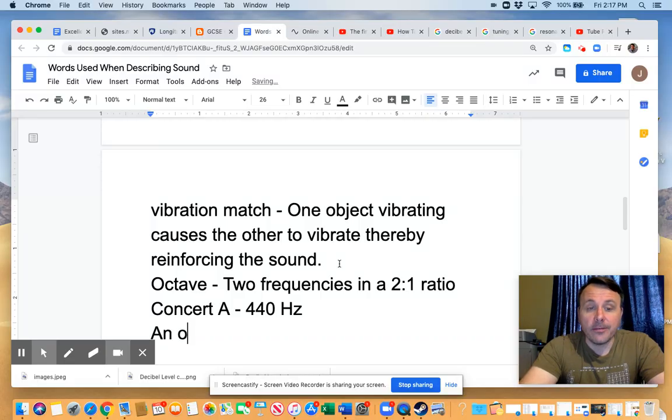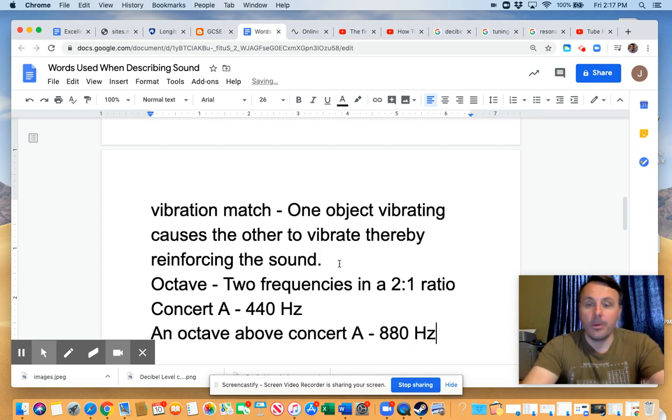An octave of concert A would therefore be 880 hertz, right? And that's how that goes. And an octave above that would be 1760 hertz. And an octave above that, and so on and so forth.